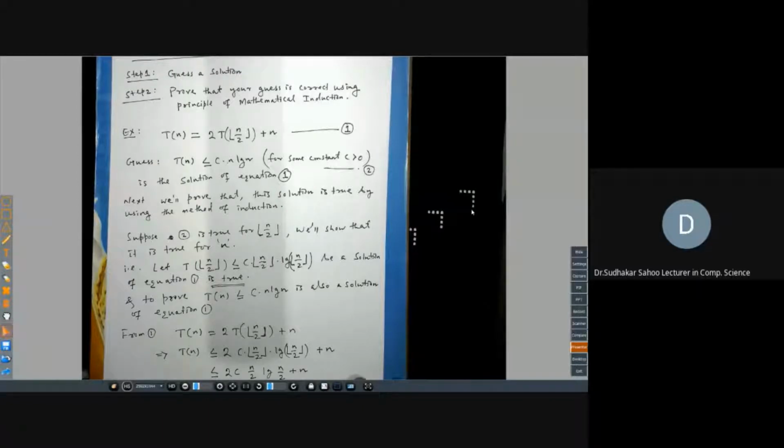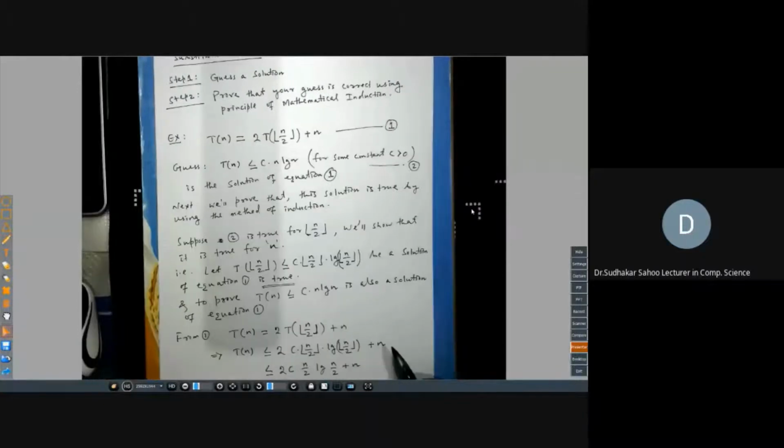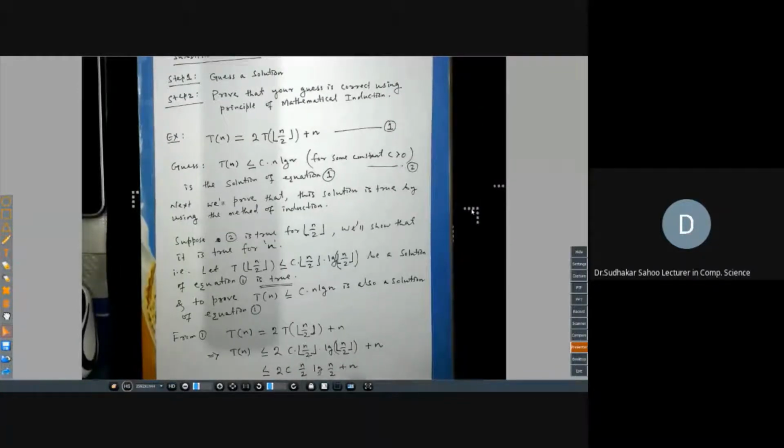So because this is n by 2 floor, this is n by 2, right? So this floor function is always less than that value. This is because if x is a variable, its floor function and x is always less than or equal. Right? Floor function, I hope you know what is floor function.